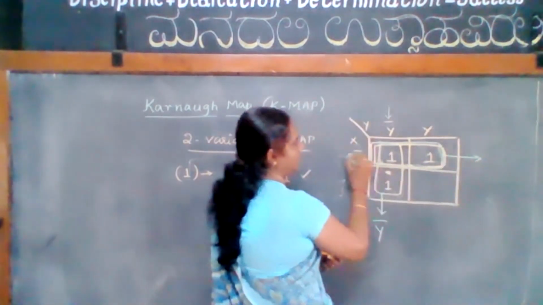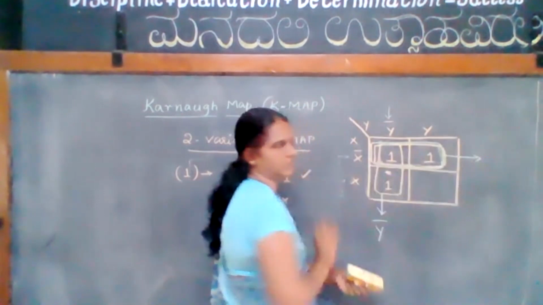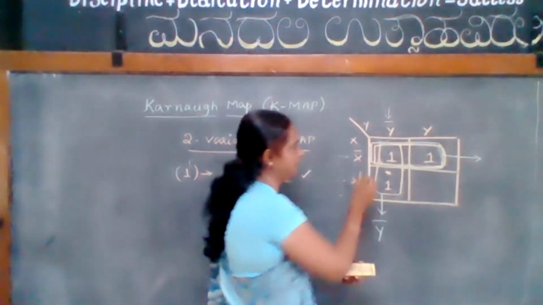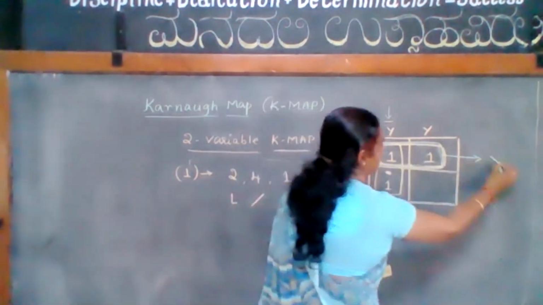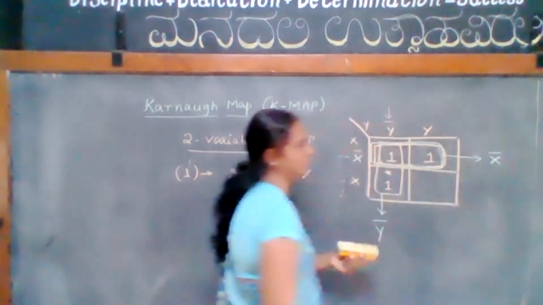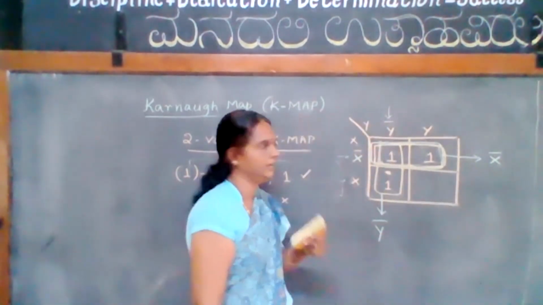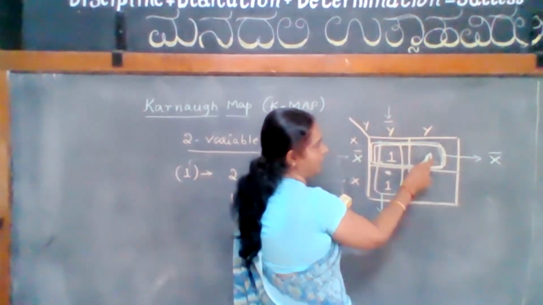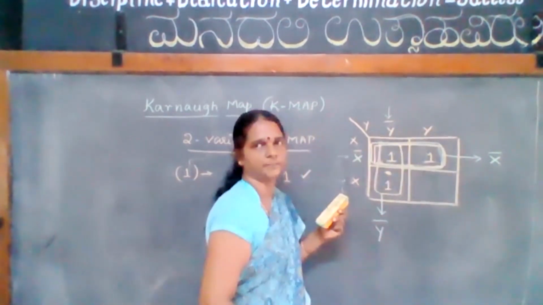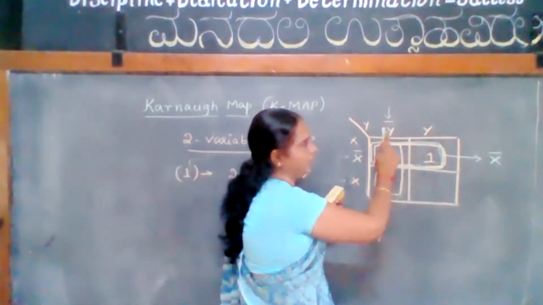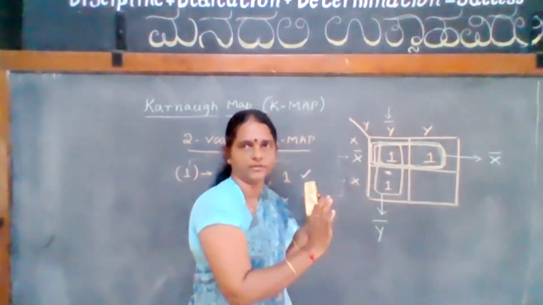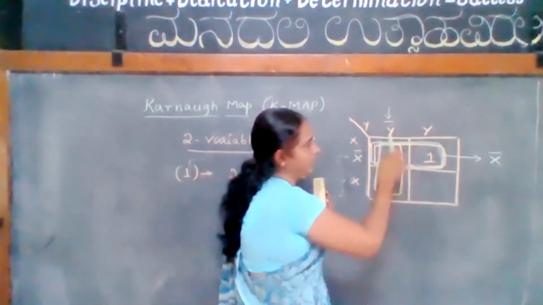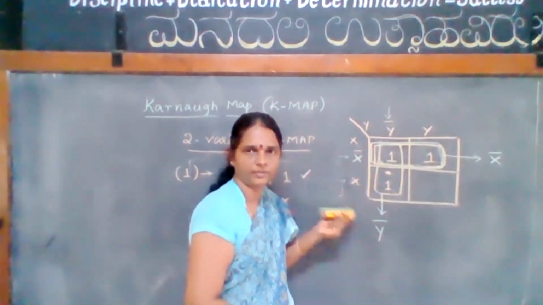See, in the horizontal direction, the common term is x complement. Write it down first. Common term is x complement. Now, for this cell we have y complement and for this cell we have y. Again complements, so neglect them. Y and y complement we are not going to write.